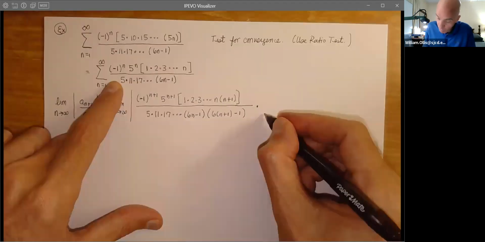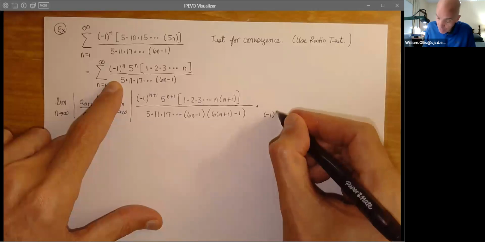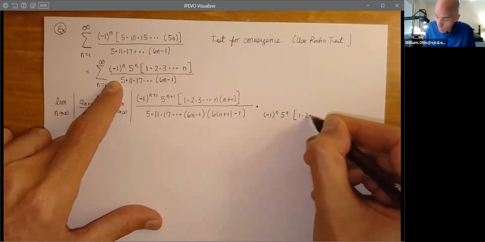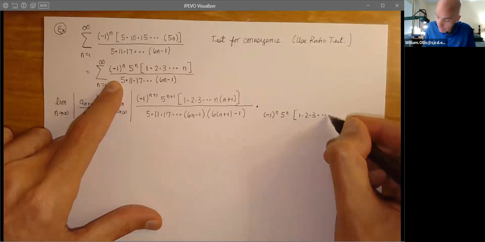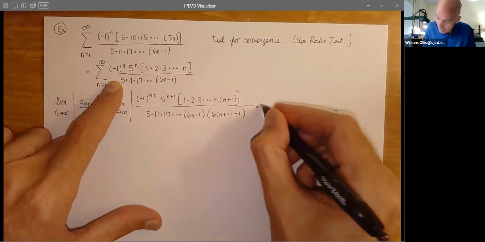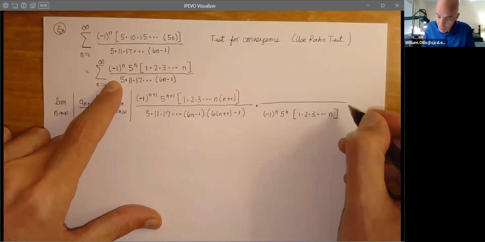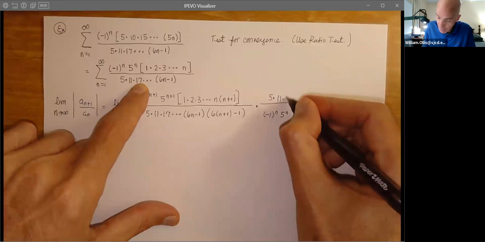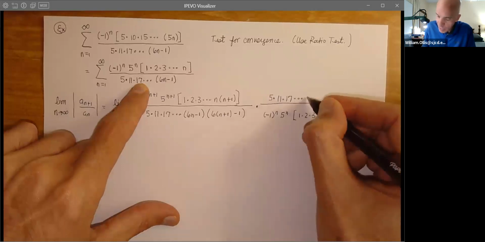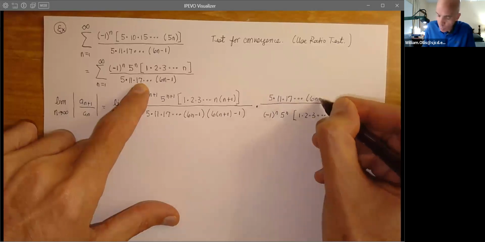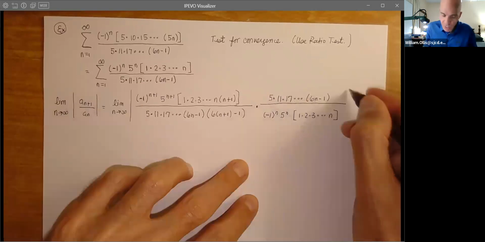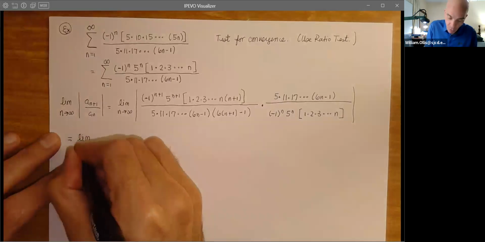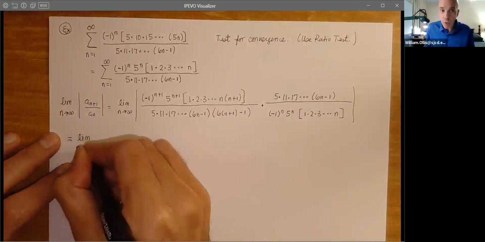So this will be negative 1 to the n, 5 to the n, 1 times 2 times 3 up to n. And now, of course, this comes upstairs, 5 times 11 times 17. So you can see here that we're like court reporters at this point. We just keep writing the same thing down over and over, but at least we know that this is going to get us where we want to go.